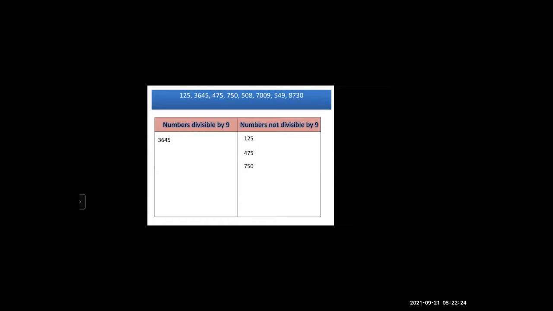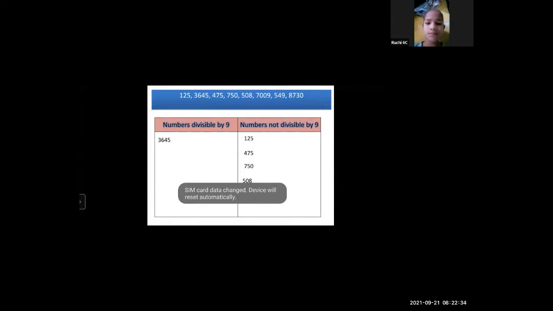13, right? And we all know that 13 does not come in the table of 9. Very nice. It is not divisible by 9. We'll check another question now.